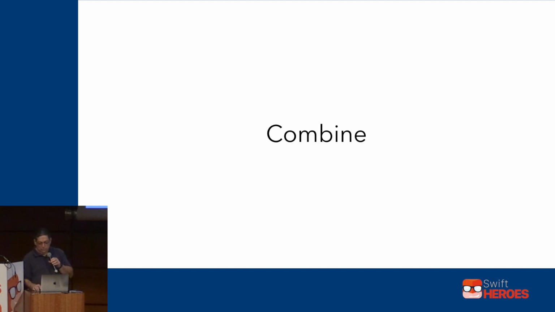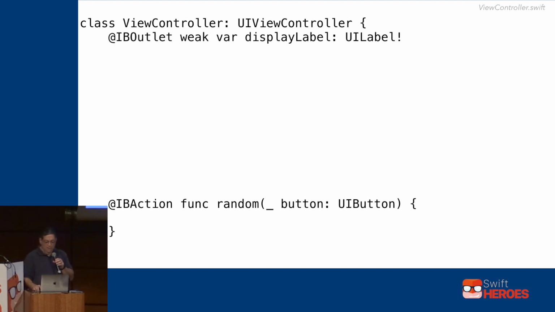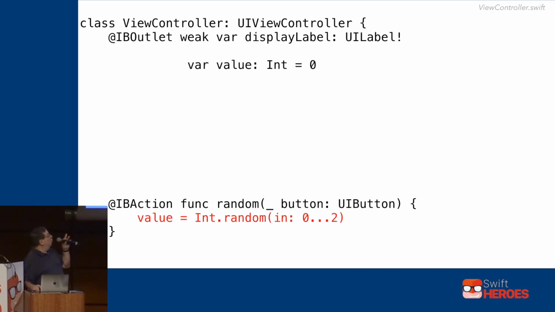But this code is too simple. Let me bring Combine into it. And the thing I get out of Combine is I can get this single direction of flow. And so I still have my label and I still have my random. But this time, when I have my value, which is this Int, the only thing I'm going to do here is pick a new value.